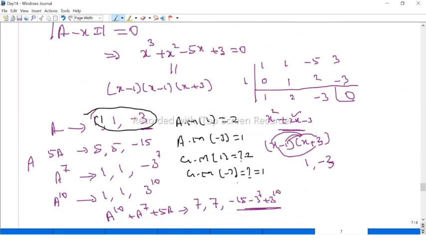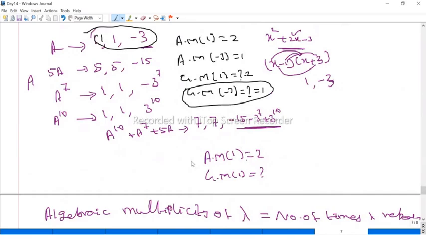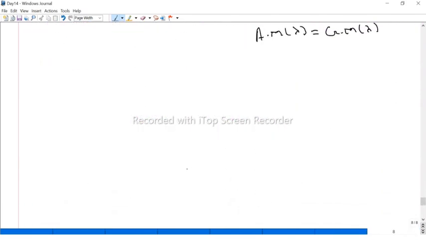Maybe I will prove one thing, and then you take the other as an exercise. Suppose I find the geometric multiplicity of the eigenvalue minus 3. That means we have to find the dimension of the null space of A minus lambda I, but here lambda equals minus 3. So we are going to check the dimension of the null space of A minus, but here lambda is minus 3, therefore A plus 3 times I.